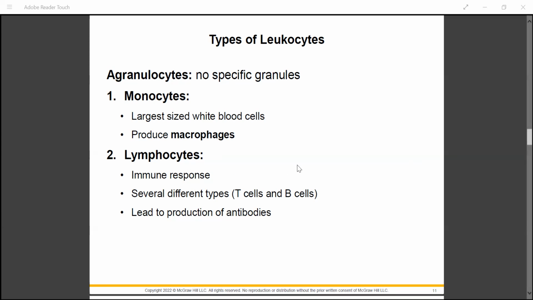Our lymphocytes, we'll talk about this mostly in chapter 14, but these are involved in our specific immune response. So we have two main lymphocytes. We have our T cells and our B cells. We're not going to really get into it much more in depth than that right now, but they produce antibodies and they respond to our antibody-mediated immune system.